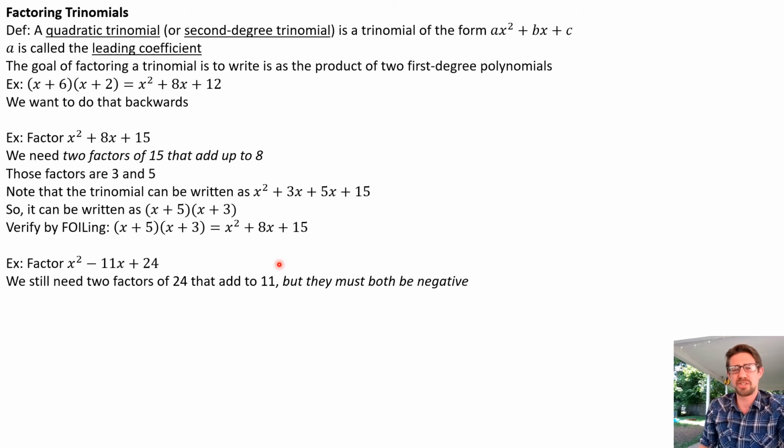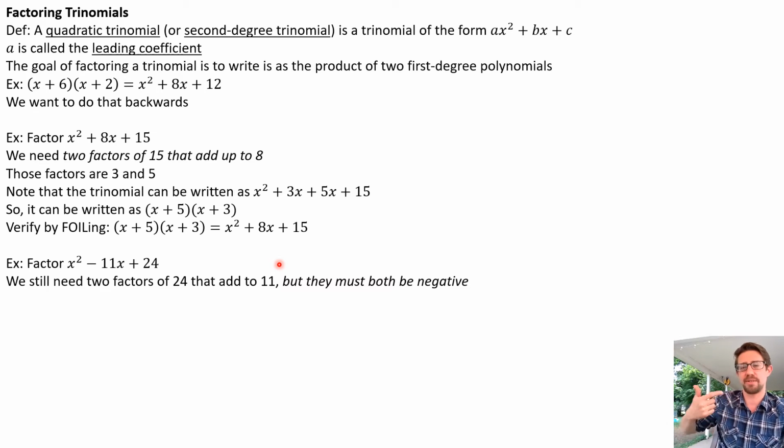So just ignore the negative for a moment and think about two factors of 24 that are going to sum to 11. 24 kind of has a lot of factors. So you go through your head and say, is it 1 and 24? No. Is it 2 and 12? No. Is it 3 and 8? Oh, stop. Yes, that was it, right? Is it 6 and 4? No. It's 3 and 8. Okay, so it's 3 and 8.